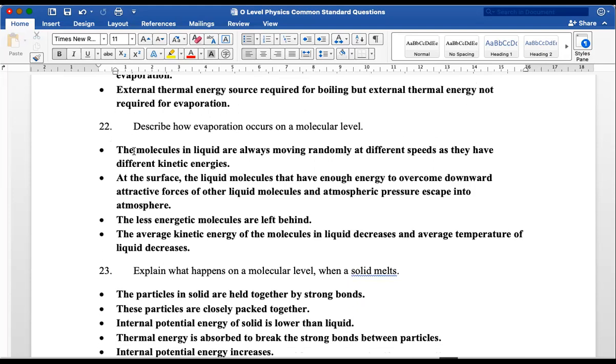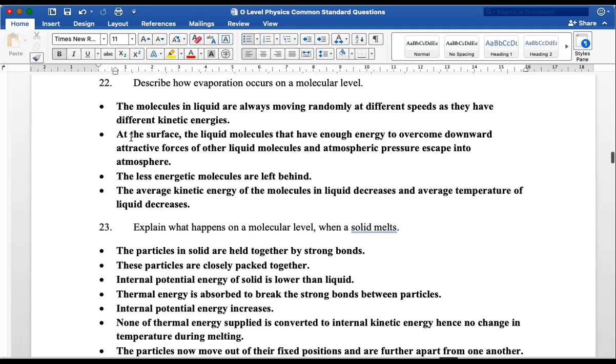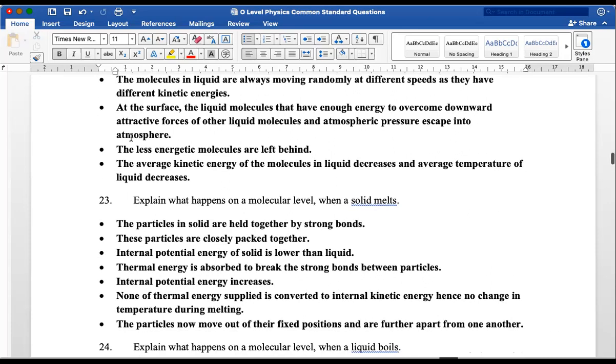Explain how evaporation occurs on a molecular level. The molecules in a liquid are always moving randomly at different speeds as they have different kinetic energies. At the surface, the liquid molecules with enough energy overcome the downward attractive forces of other liquid molecules and atmospheric pressure, and escape into the atmosphere. The less energetic molecules are left behind. The average kinetic energy of the molecules in the liquid decreases, and the average temperature of the liquid decreases.